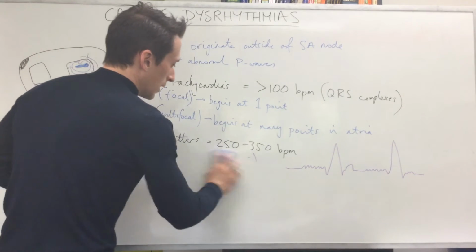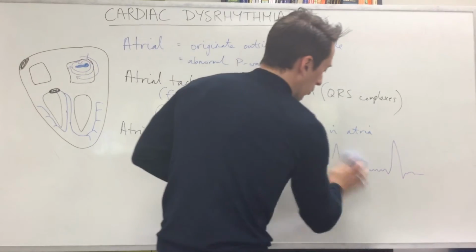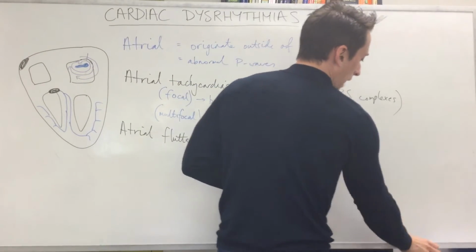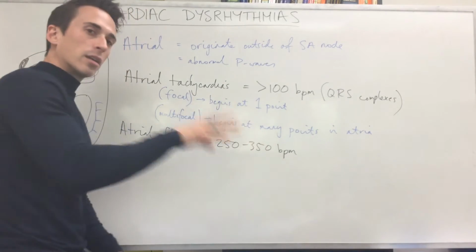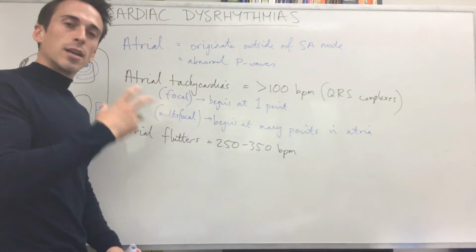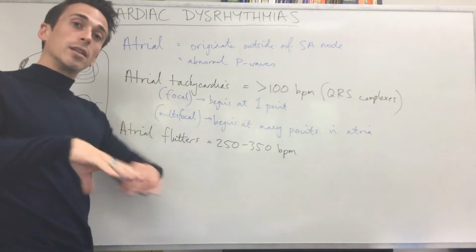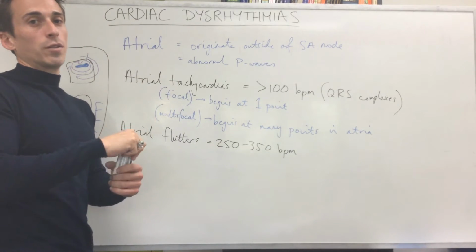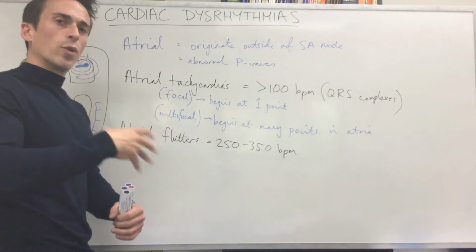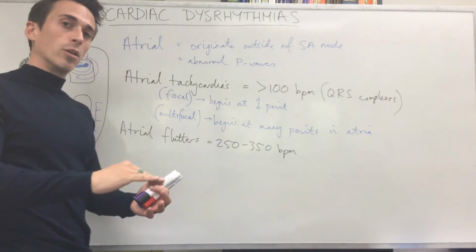Now, if this lasts too long, this could reduce the cardiac output of an individual. Why? Well, because if the heart's beating so quickly, then it doesn't give it enough time in diastole, relaxation, to fill up with enough blood to be able to push out to the rest of the body. So if it's contracting too quickly, well, cardiac output could be reduced.